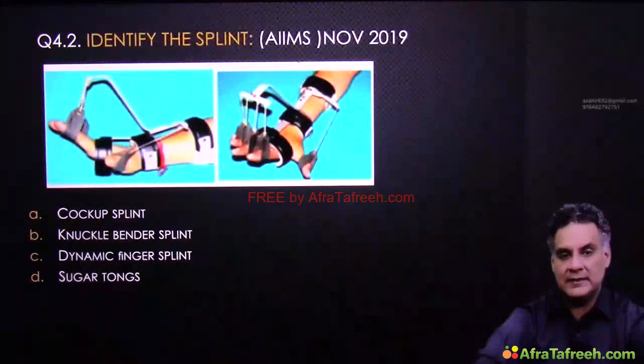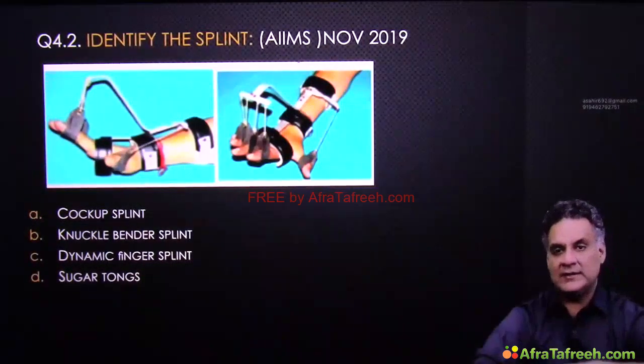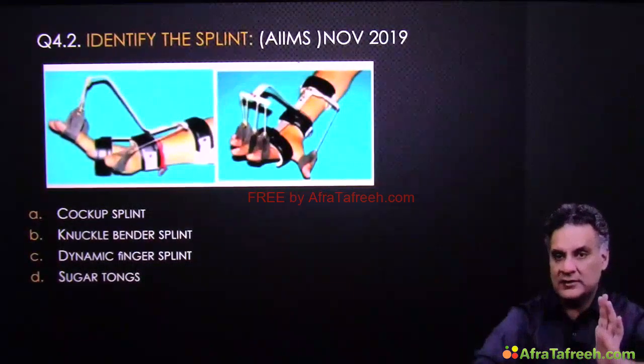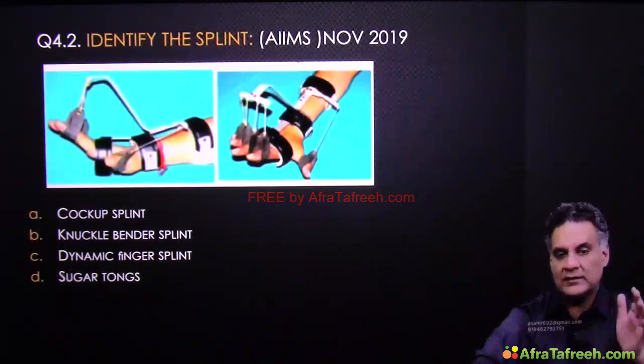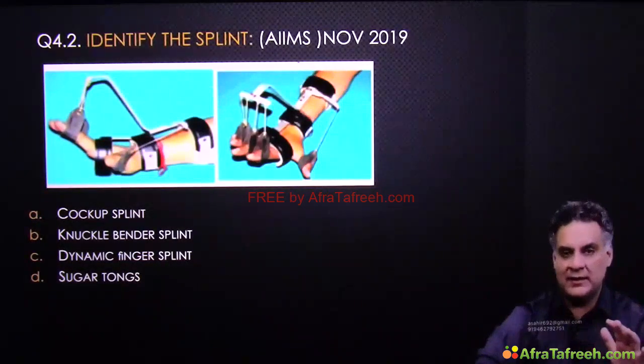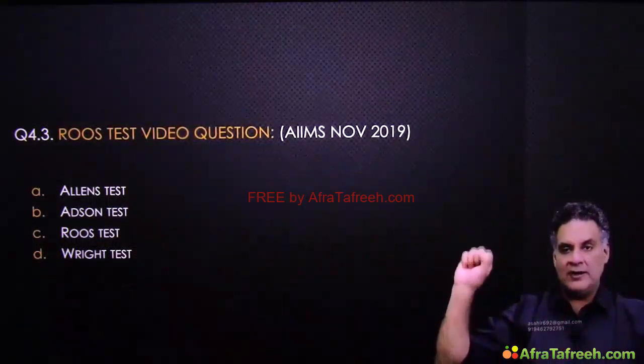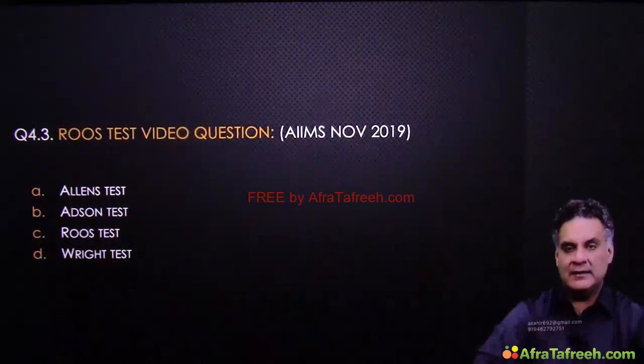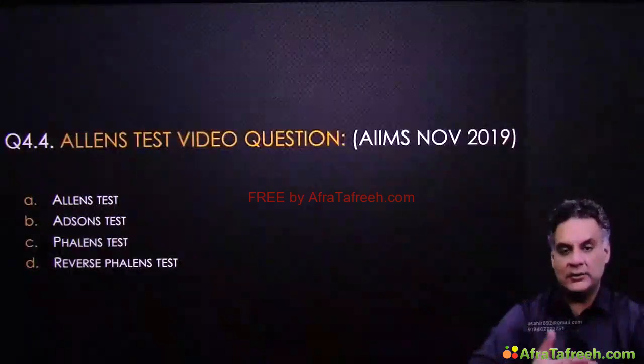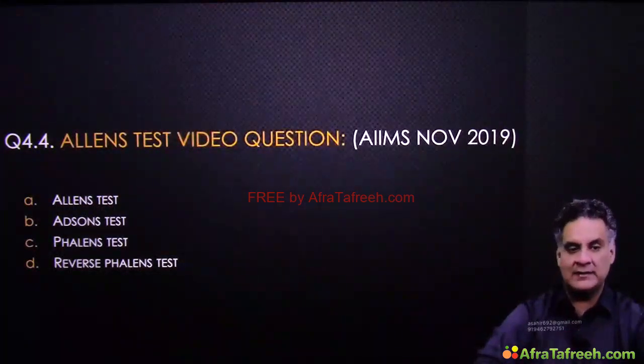Identify the splint. Now this splint is doing extension of the wrist and fingers. So this is a cock-up splint for the radial nerve palsy. Very commonly asked. Roos test video I told you for thoracic outlet syndrome, that came in last AIIMS. Allen's test video, again I told you, came last year.